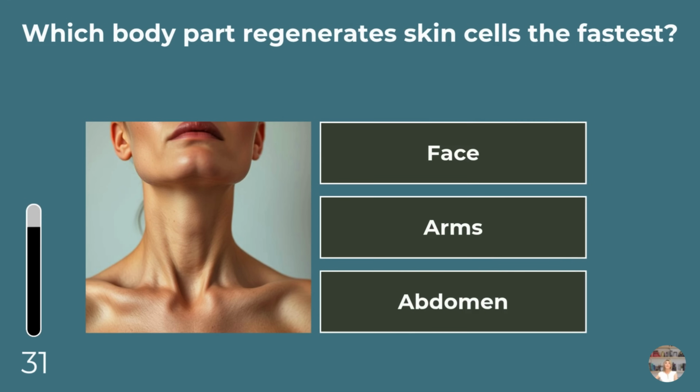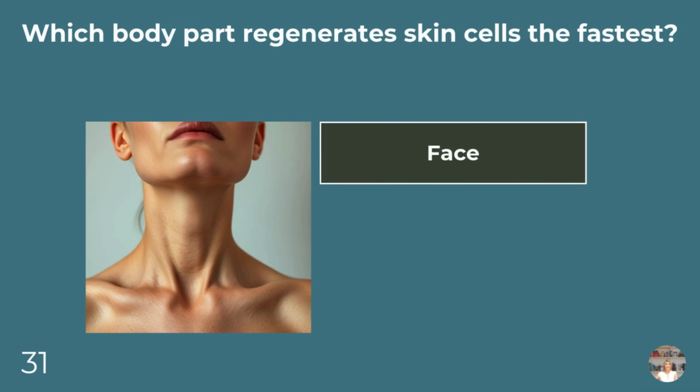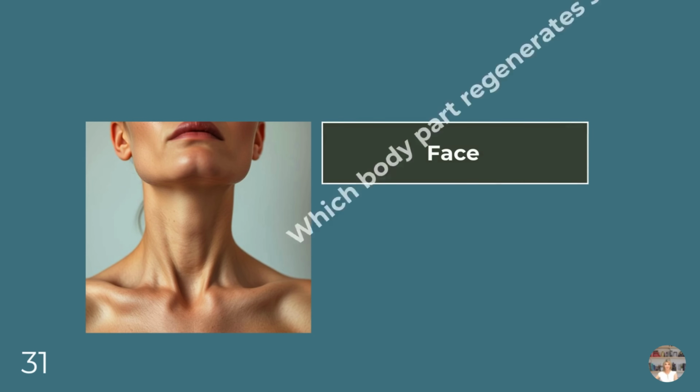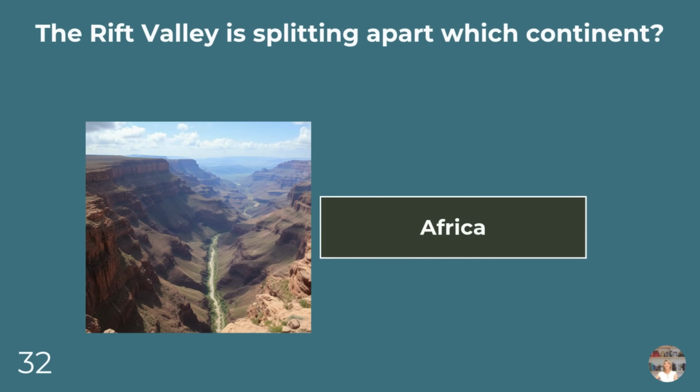Which body part regenerates skin cells the fastest? Face, arms, or abdomen? Face. The Rift Valley is splitting apart which continent? Asia, Africa, or Europe? Africa.